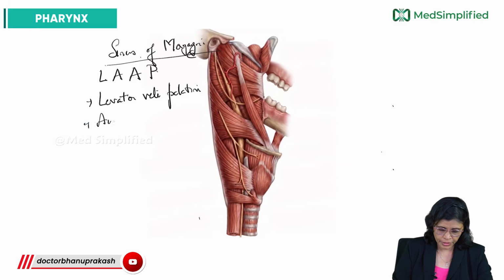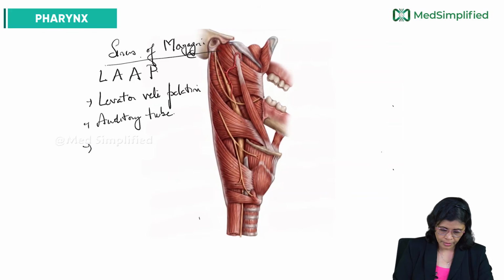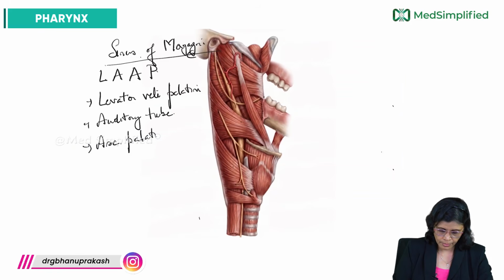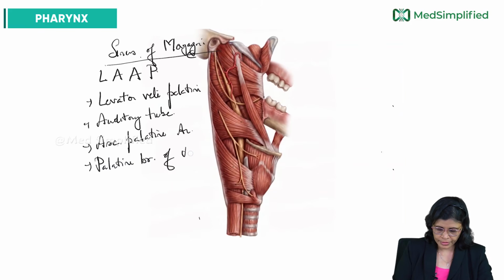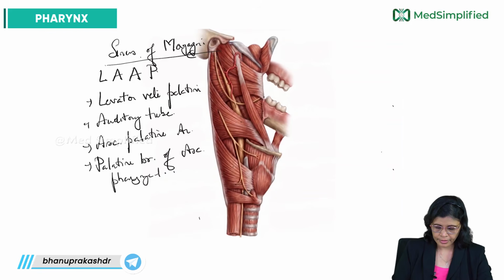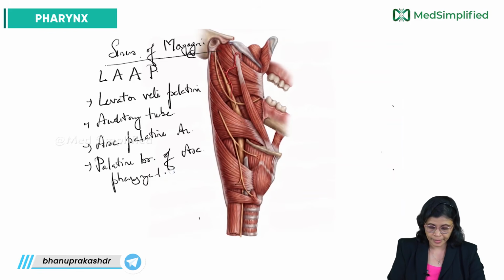A is for auditory tube. The other A is for the ascending palatine artery. And the P is for palatine branch of ascending pharyngeal artery. So these 4 structures pass into the sinus of Morgagni.